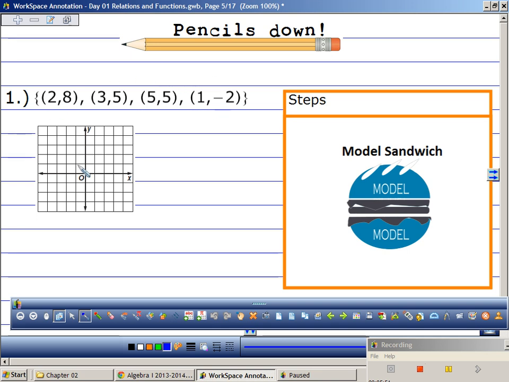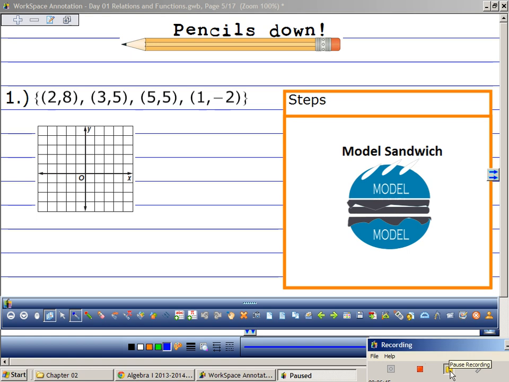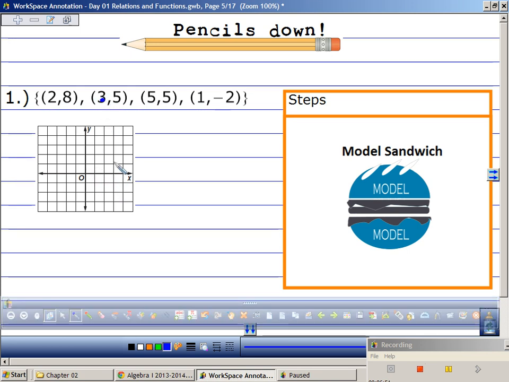Moving on, pencils down. Okay, so let me pause one quick second. Okay, so this set of ordered pairs, 2, 8, is going to be 5, 6, 7, 8. Sometimes that happens to a graph. 3, 5 is 1, 2, 3, 1, 2, 3, 4, 5. 5, 5 would be here. 1, negative 2 would be here.